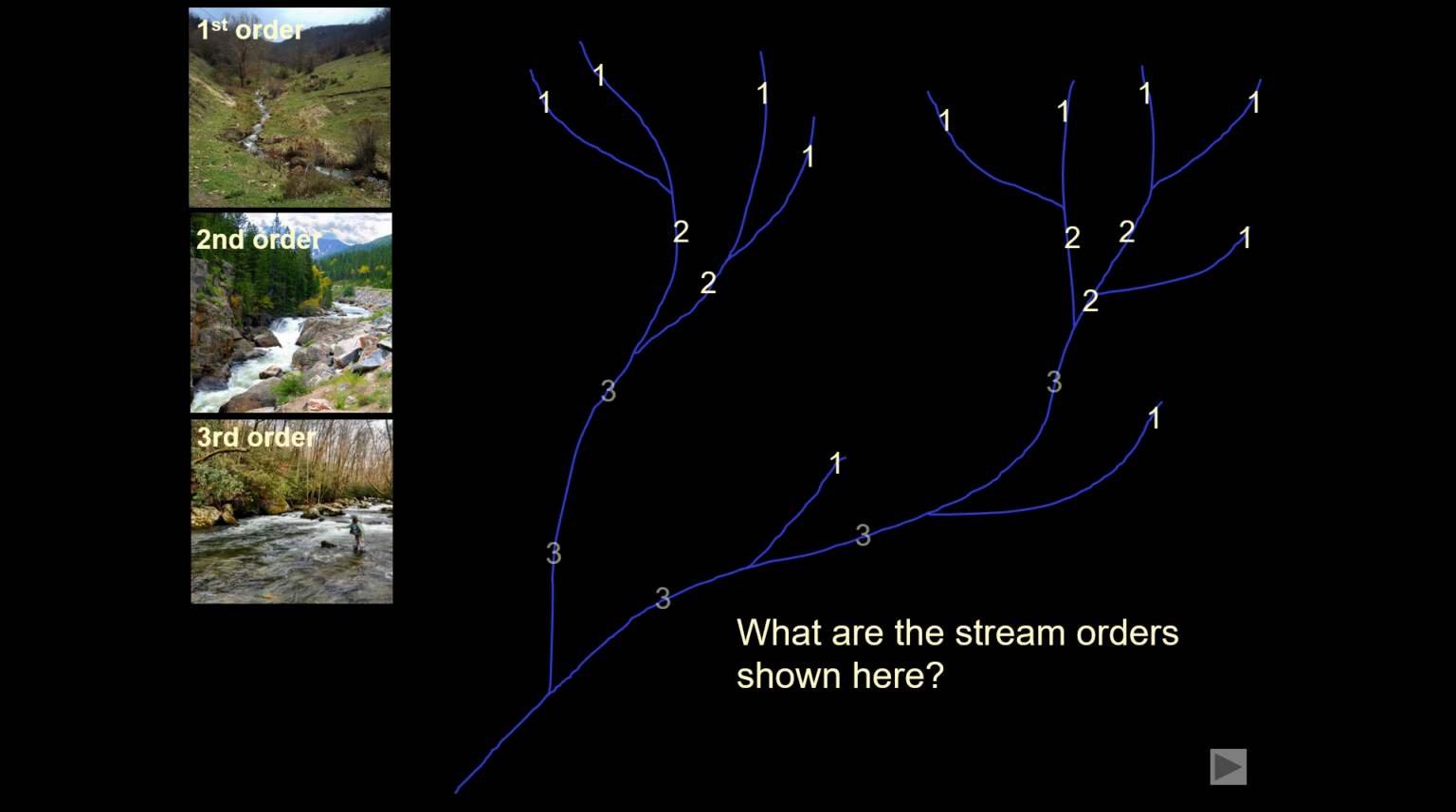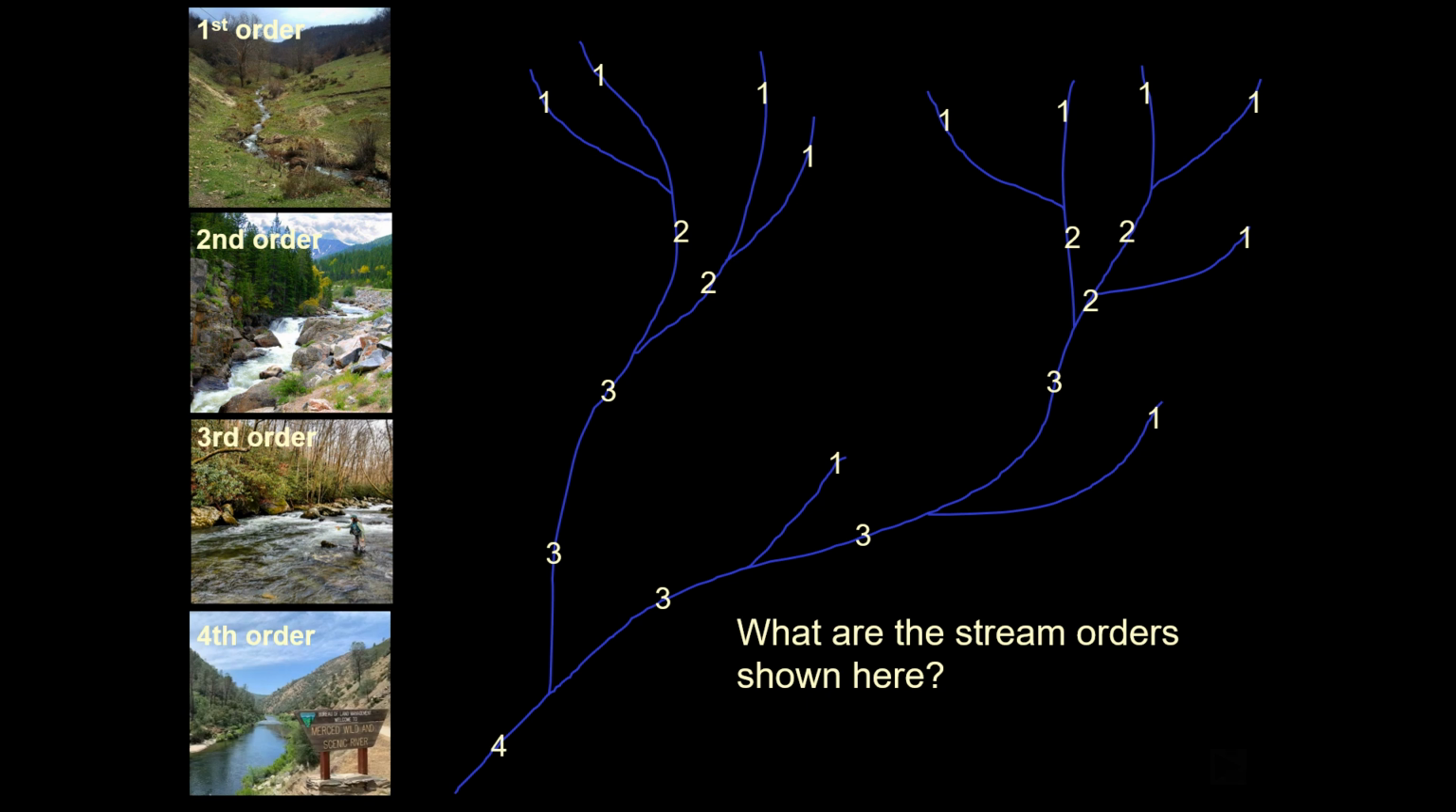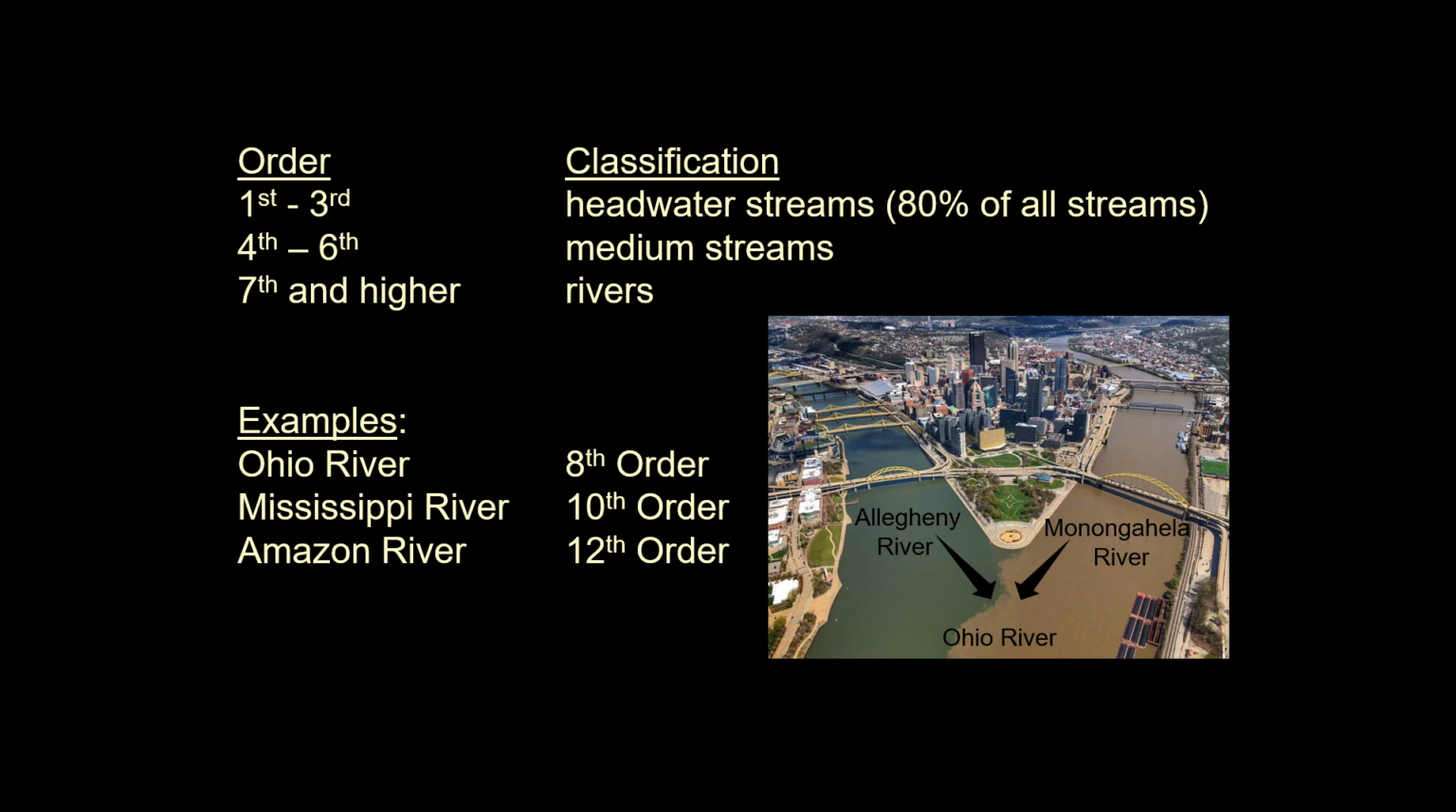So here's some 3s on our diagram. You can see 3s are a little bigger. And then finally we get to a fourth order stream here at the bottom. This is in the Merced Wild and Scenic River System. Now, sometimes these streams can be really large. Some of the biggest streams, just to give you an idea of what their order is, you've heard of the Ohio River. It's a really big one.